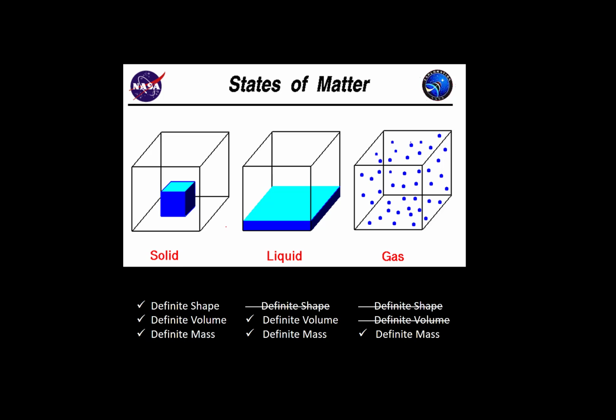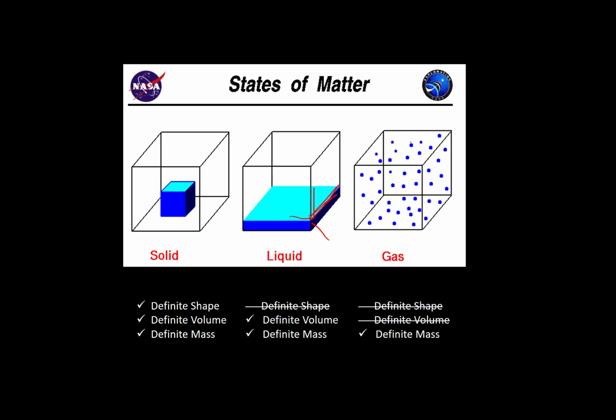But it does have a definite volume. It will only take up a certain amount of that container, whatever that container is. And that's shown here in the picture. Obviously, the liquid is only taking up the first little bit of this container. That's because it has a definite volume. That volume is not going to change. It also, just like solids, has a definite mass.